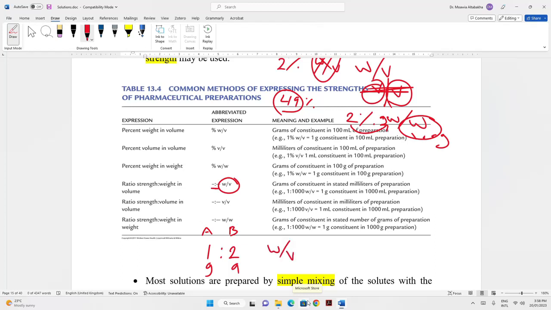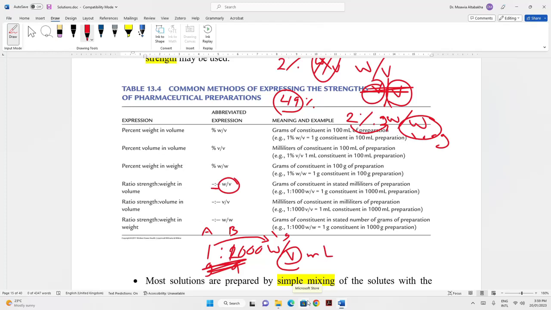Okay, because in this case, if I say 1 to 2 W by V, then it means 1 gram in 2 ml. This is how it becomes. So 1 gram in 2 ml. So if it is 1 to 1000, it will be 1 gram in 1000 ml.